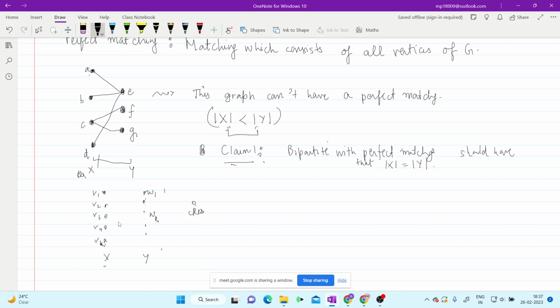Yes, ma'am, understood. Intuitively, is it clear? This has also been proved in the lectures. You can look at the proof, but intuitively, is it clear to everyone why this should happen?